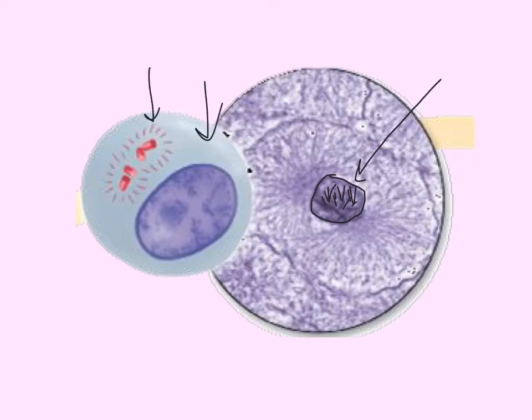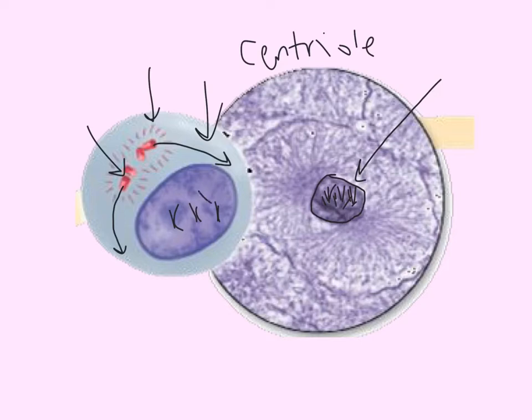Remember these two red structures? Those are called the centrioles. They're going to begin migrating to opposite ends of the cell once we begin mitosis. But we do not see any chromosomes in here. Therefore, we know it is in interphase. This cell is not dividing yet.